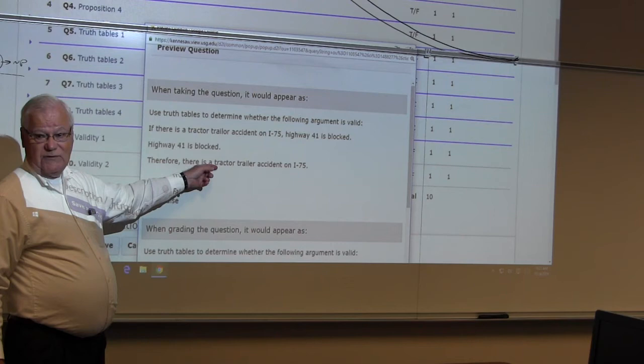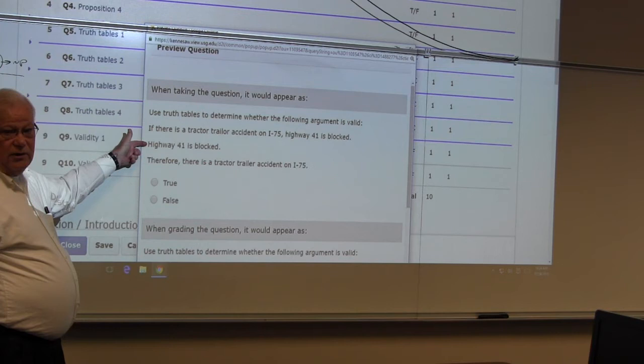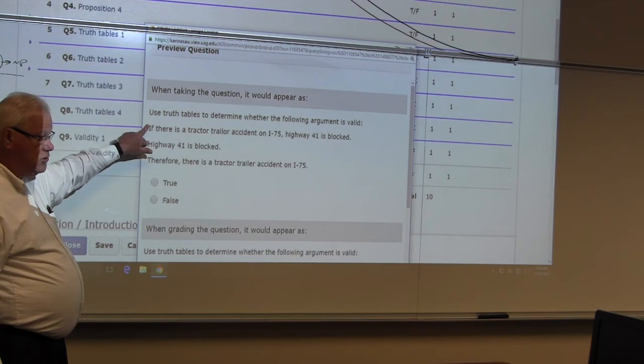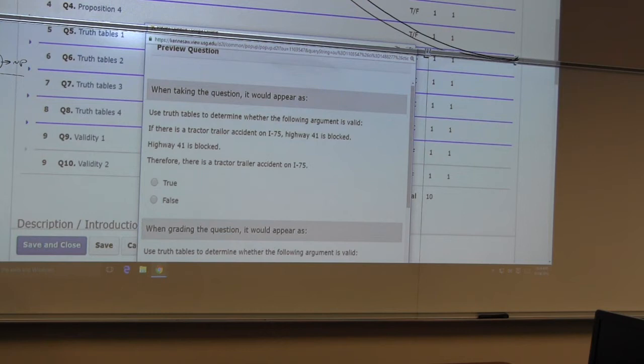So what we're going to do is assume that this is true and this is true, and when both of those are true, looking across the rows now, we're going to see whether or not this is always true, when those two are true. Okay? So we need to create then a truth table for that situation.